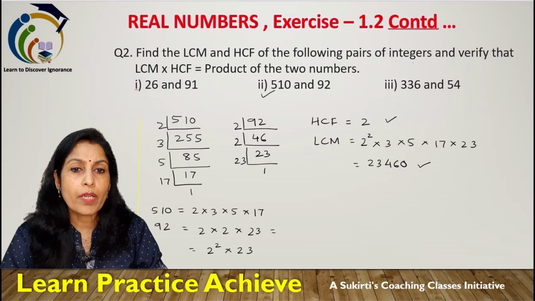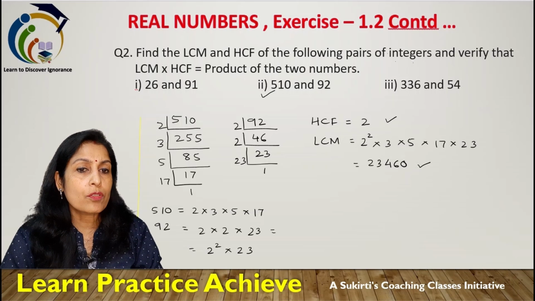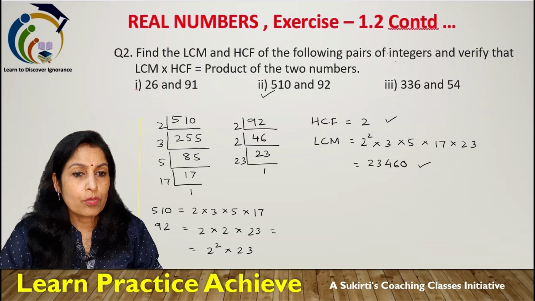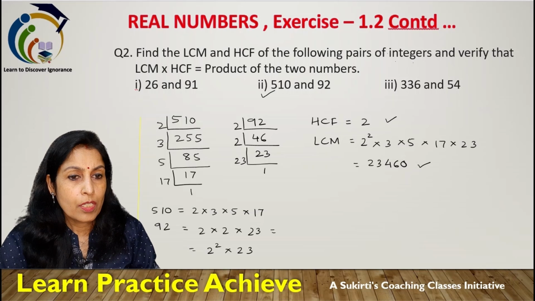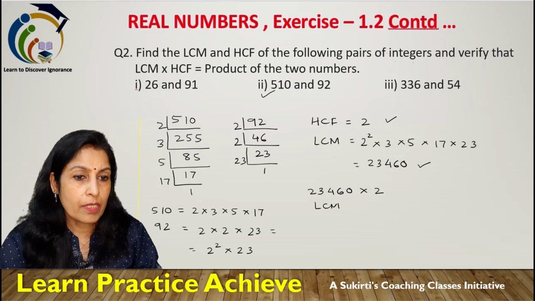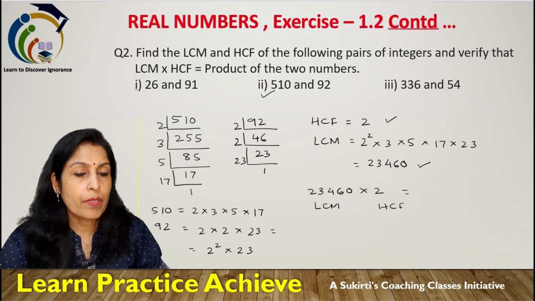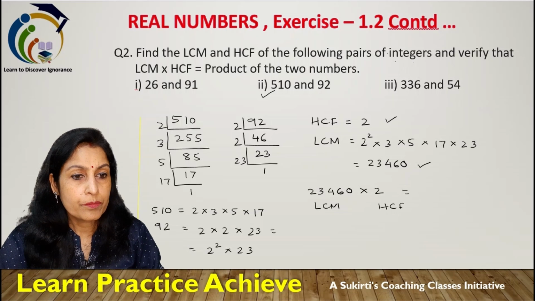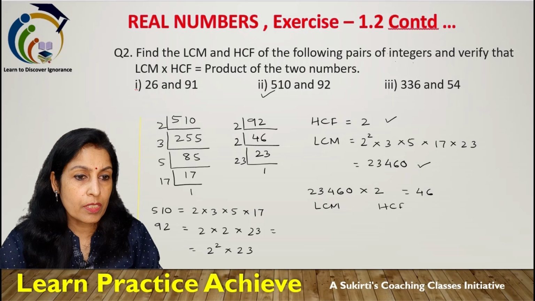Now we have to verify that LCM into SCF is equal to the product of the two numbers. So LCM and SCF we got. The value of LCM is equal to 23460 and the value of SCF is equal to 2. So this is LCM and this is SCF, and when we multiply these two, we will get 46920.